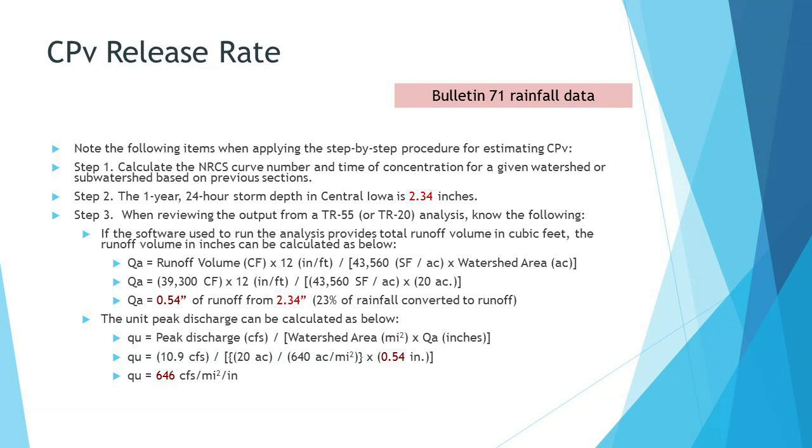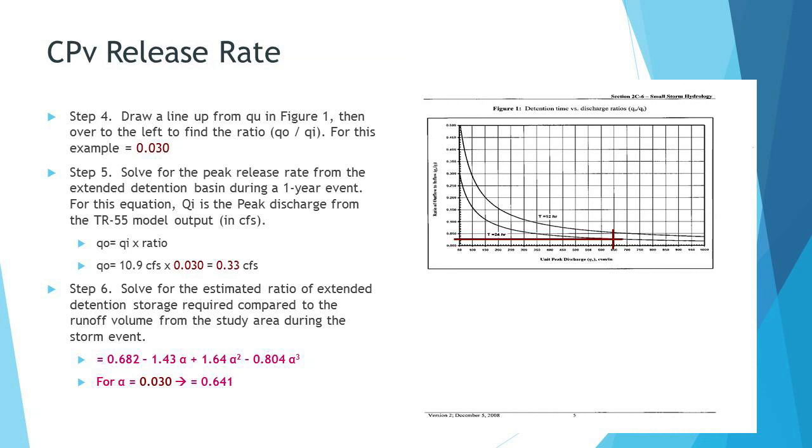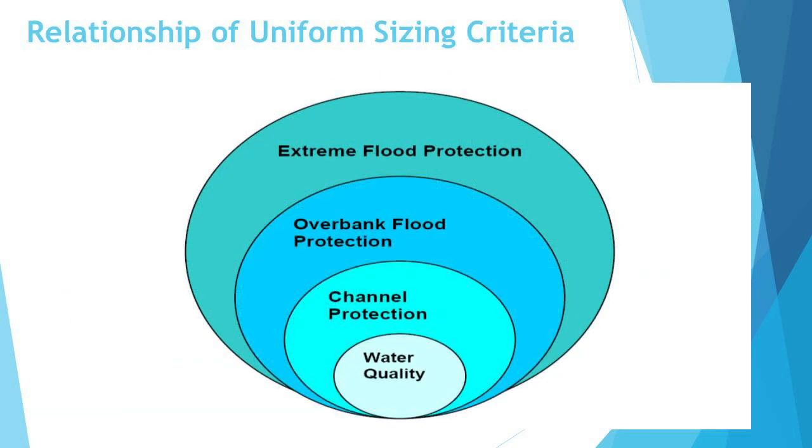And we go to the chart, unit peak rate of discharge, just like we did before, and we draw over. We find out that our ratio is 0.03, and we multiply that by the peak rate to get our allowable release rate. And then we plug that into the equation to find the ratio of runoff volume required. And we get a ratio of 0.641. So whatever our runoff volume is, we multiply it by 0.641, and that's how much storage we need. If we do that, we're managing this channel protection volume.